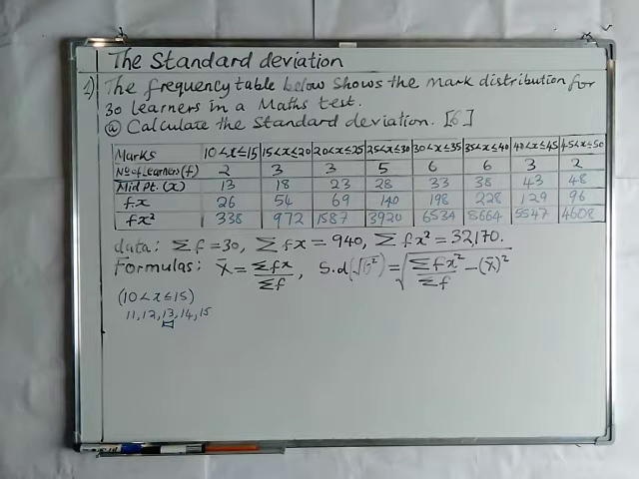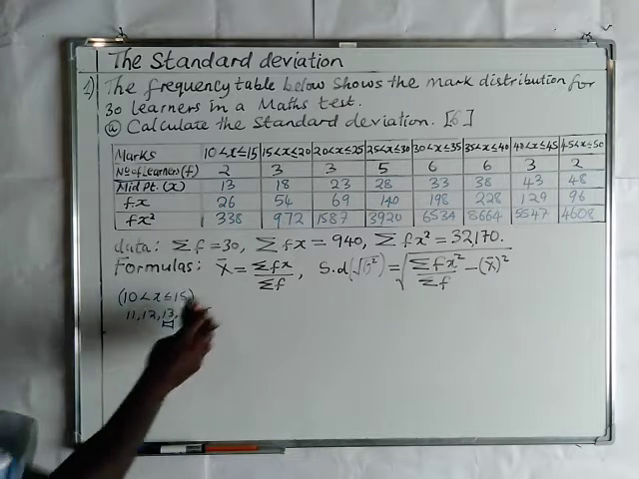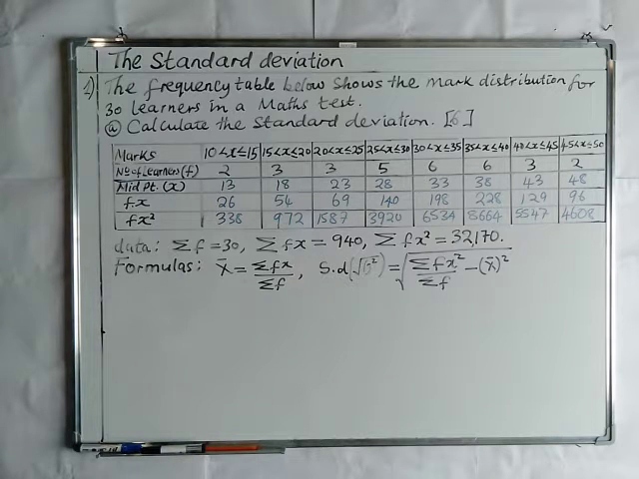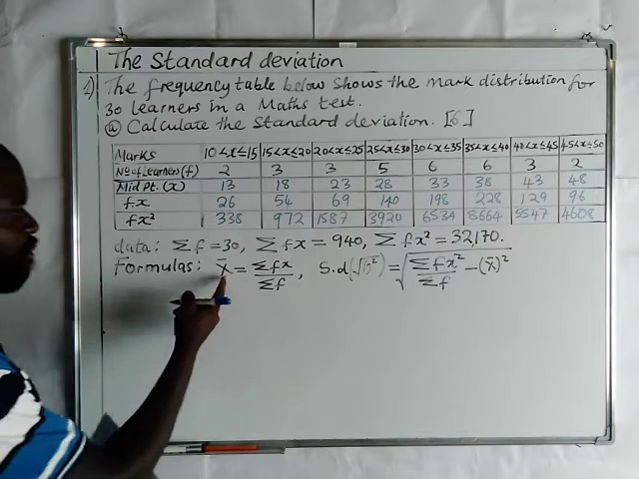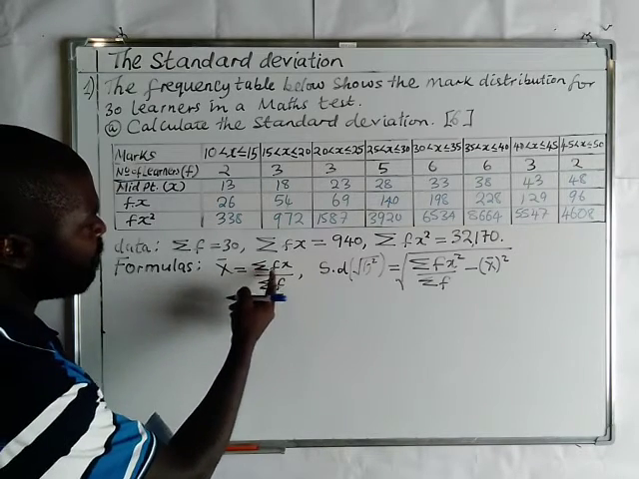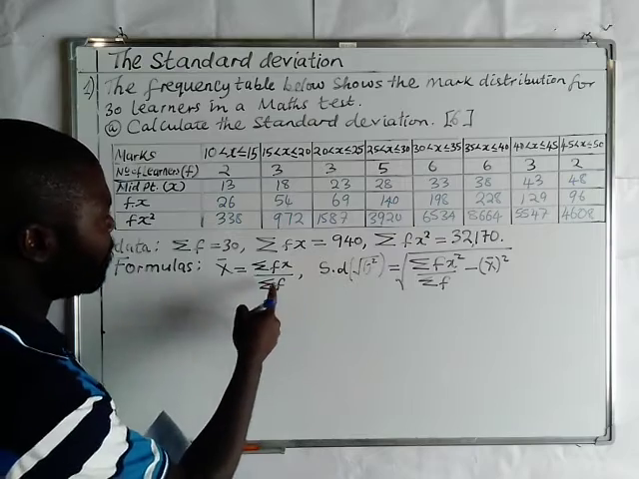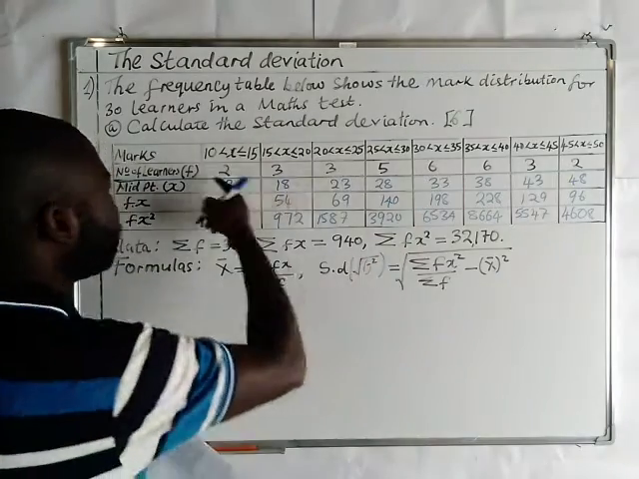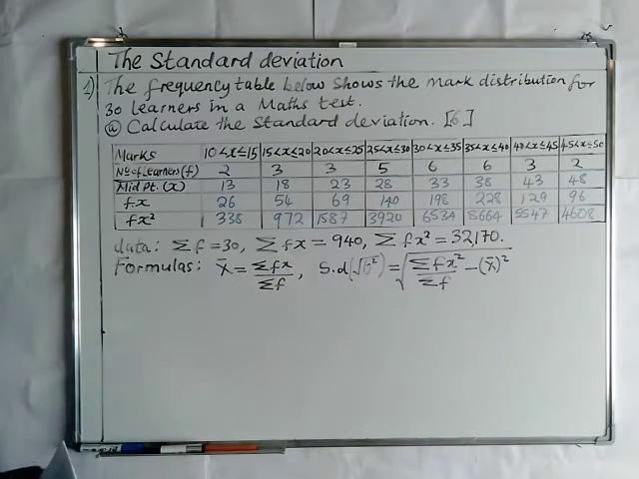Okay, so let's get the mean. We need the mean first before we get the standard deviation. We have the formula for the mean: sum of fx over sum of f. Sum of f is 30, adding the frequencies. That's where we got our 30.